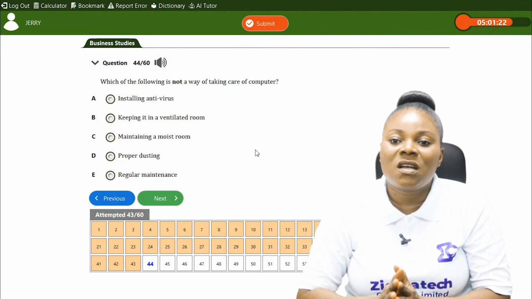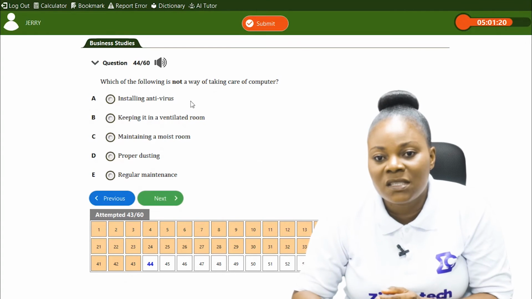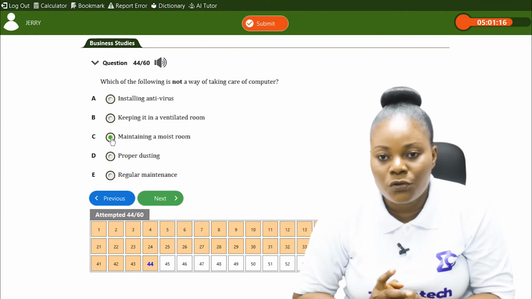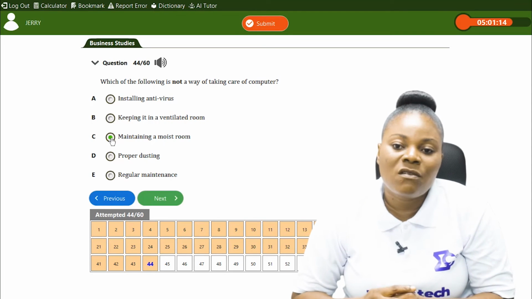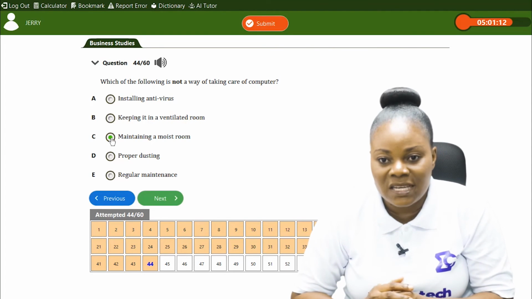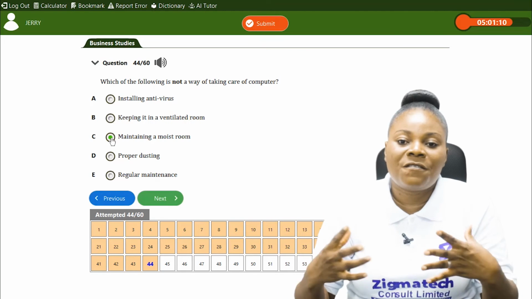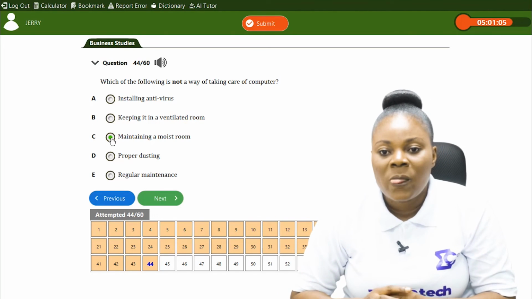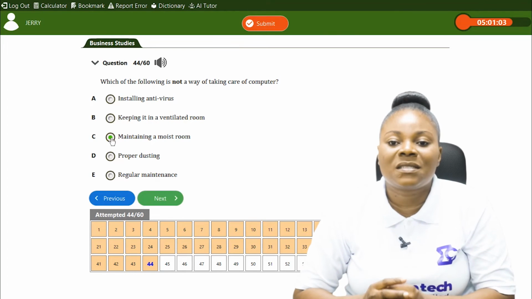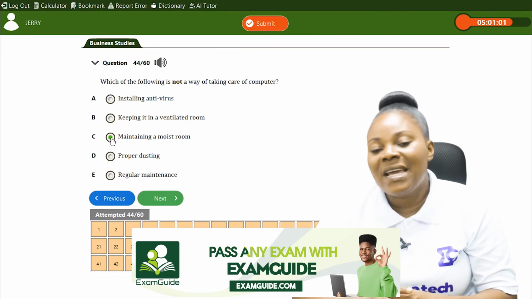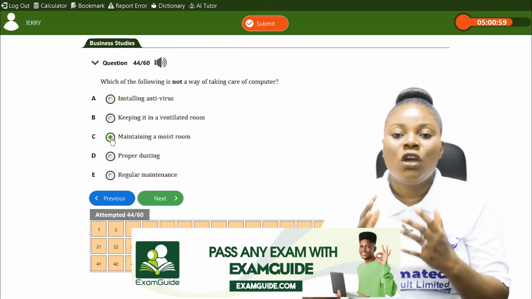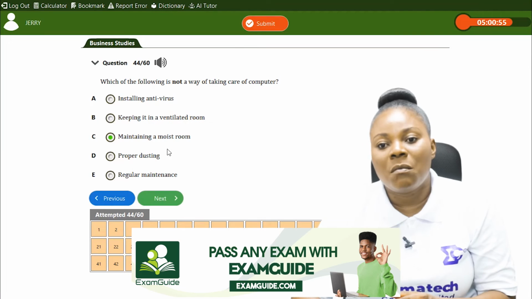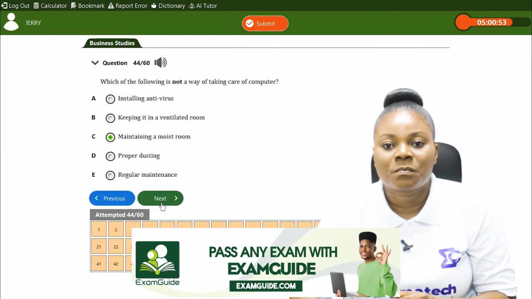So the one that is not a way of taking care of the computer is option C, maintaining a moist room. A moist room is a room that is not properly ventilated, that does not have enough air to keep your computer cool. And when your computer is kept in a moist room, it can easily damage your computer system. So the answer is C, maintaining a moist room.